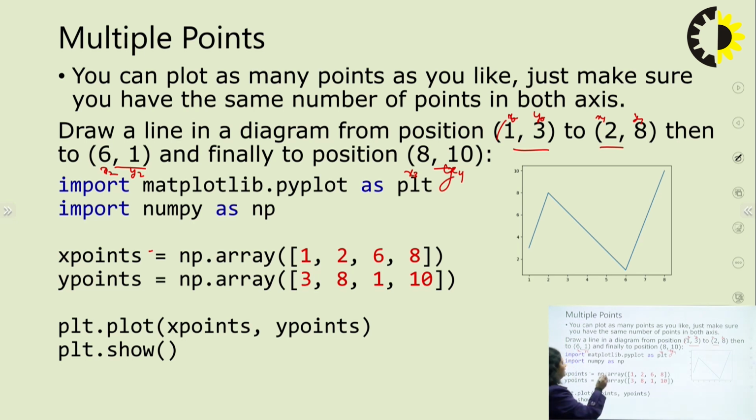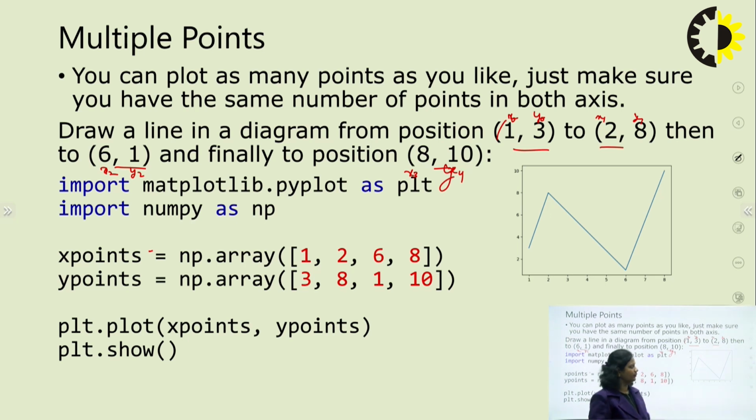Okay. So as we explained in the previous example also, first we have to import matplotlib.pyplot as plt. After that we have to import numpy as np. After that X points, in which we are going to include multiple points of X: 1, 2, 6, 8. Another, we are going to create an array which includes the Y points 3, 8, 1, 10. After that, plt.plot, which includes 2 parameters, X points and Y points. X points will be 1, 2, 6, 8. Y points will be 3, 8, 1, 10. After that, plt.show is used to show the graph.